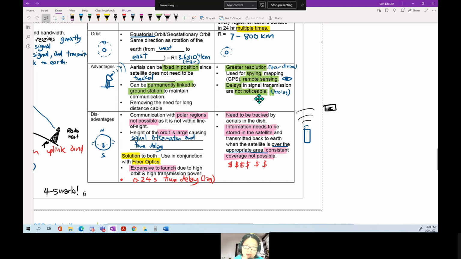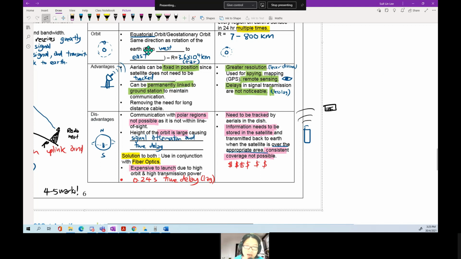This one is high maintenance. We need to track because we don't know where the satellite is with respect to the dish. Information signal needs to be stored in the satellite before they see the dish again. So this is more expensive because the satellite and the dish are not always talking to each other. This one, the dish and the satellite are always on the same spot, so they will always talk to each other.